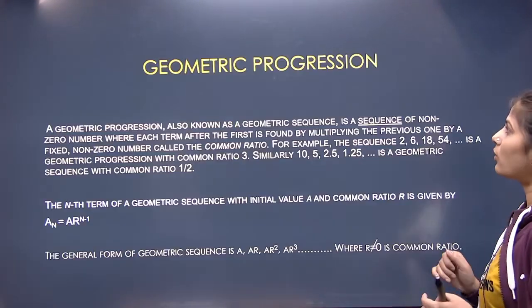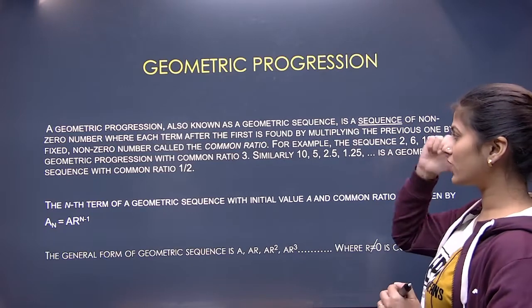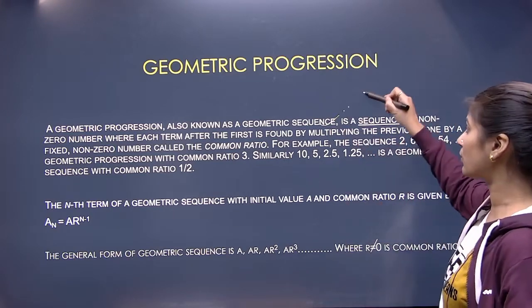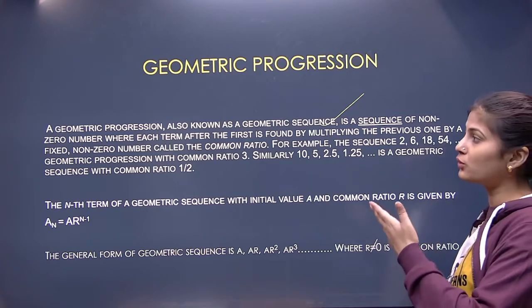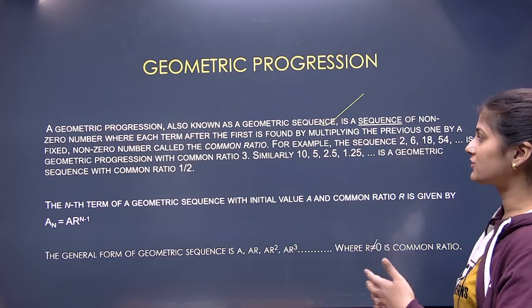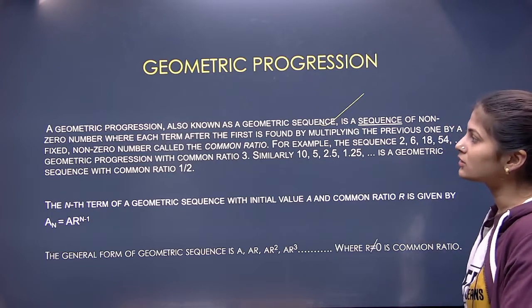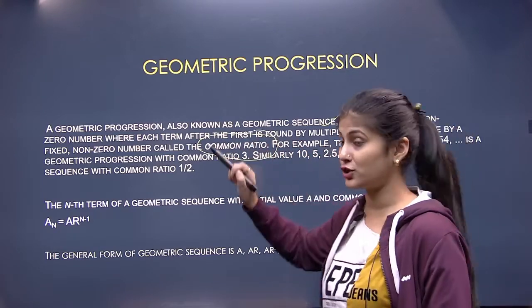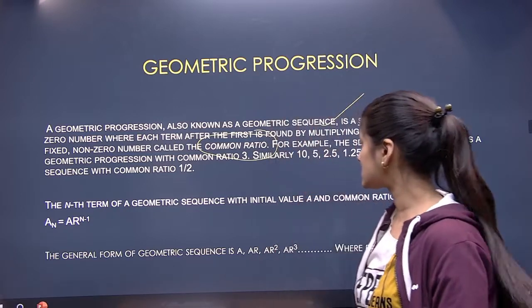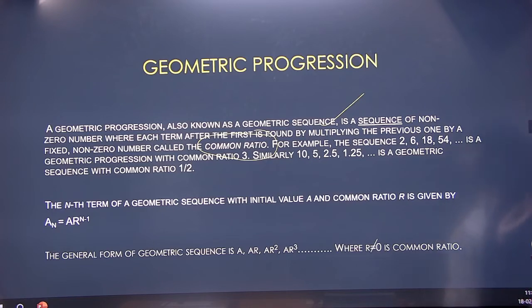So the next topic, and the last topic, is geometric progression. A geometric progression, also known as a geometric sequence, is a sequence of non-zero numbers where each term after the first is found by multiplying the previous one by a fixed non-zero number called the common ratio. So here we have a common ratio, not a common difference. For example, the sequence 2, 6, 18, 54 is a geometric progression with common ratio 3.